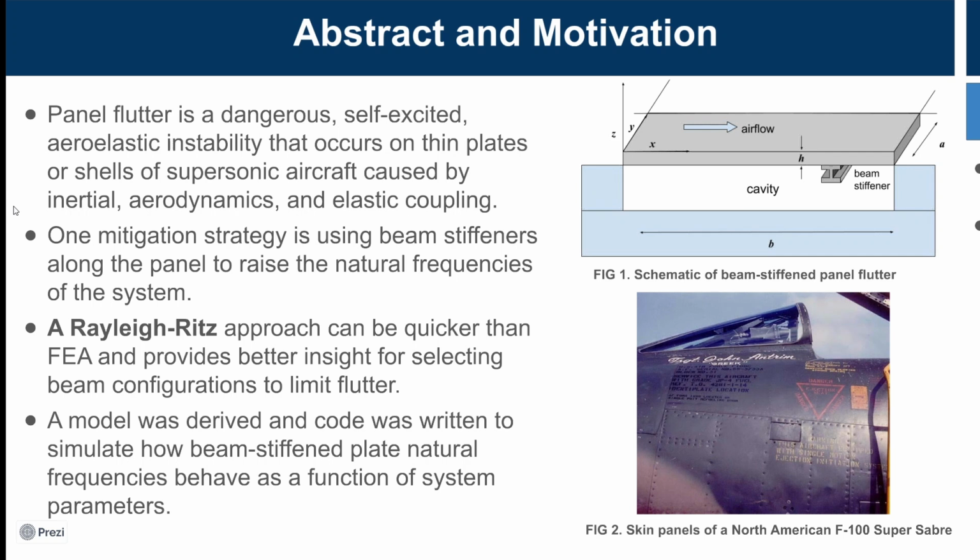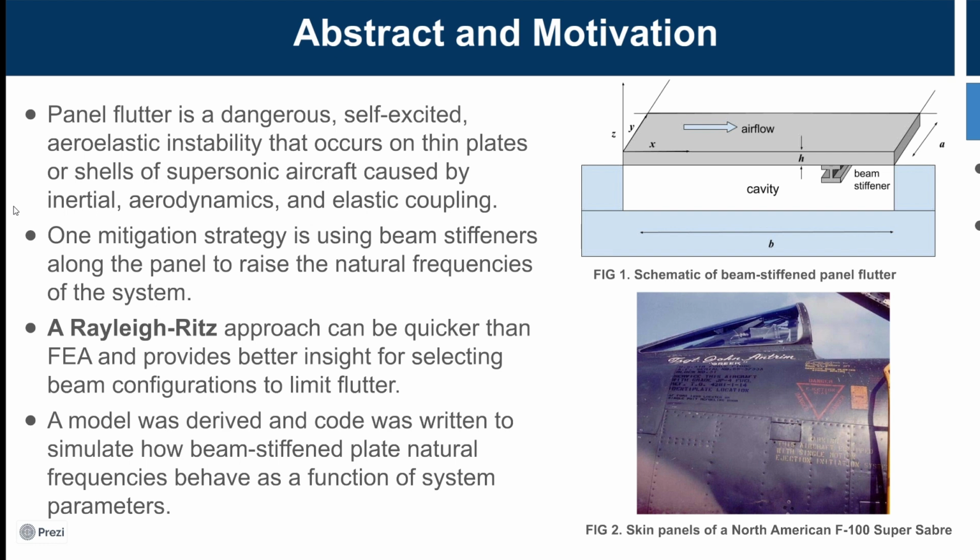In the field of aeroelasticity, there's a phenomenon known as panel flutter. Panel flutter is a self-excited instability that can occur on the skin panels of supersonic aircraft. It appears as large vibrations of the panel and is caused by the coupling of the structural dynamics of the plates with the high-speed aerodynamics.